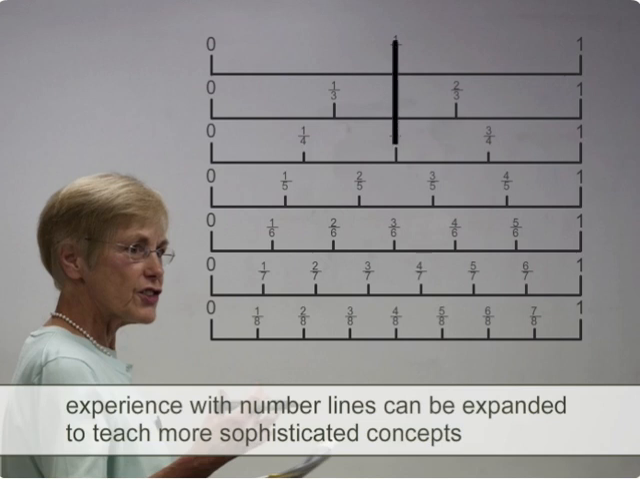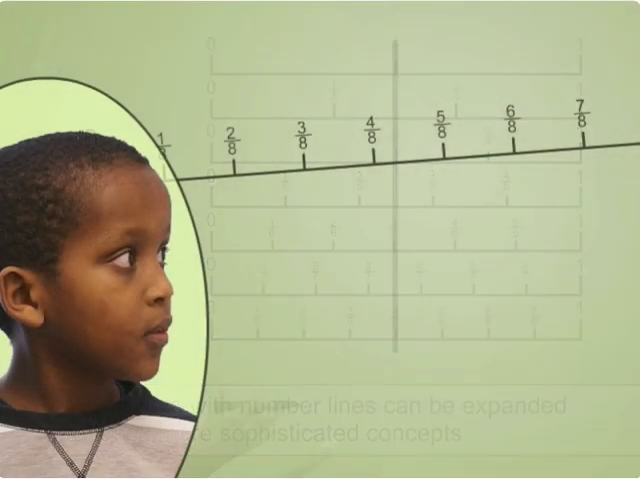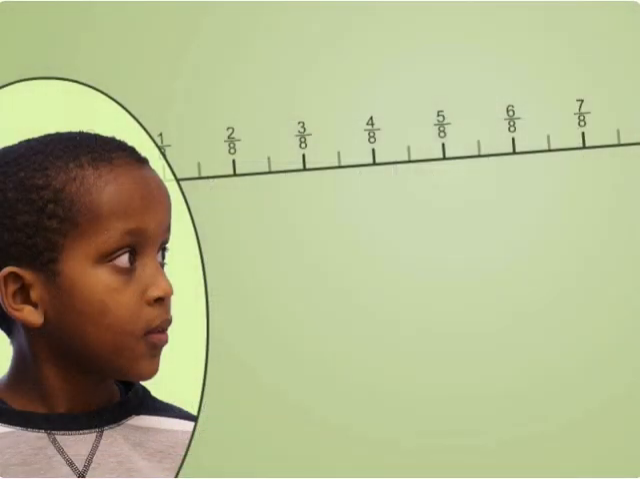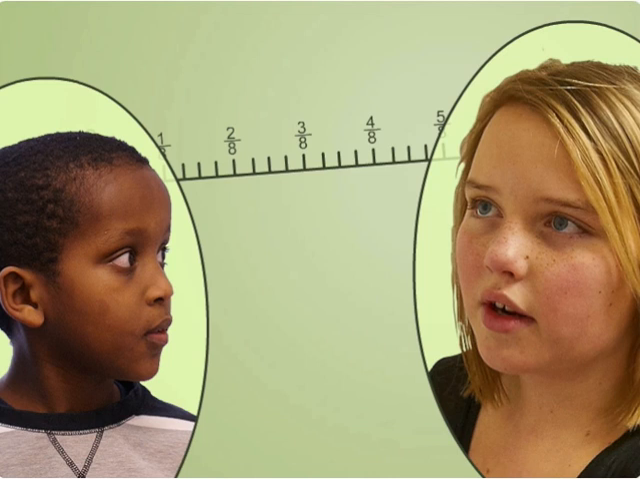For example, that equivalent fractions describe the same magnitude. The number line helps students understand that there are an infinite number of fractions between any two numbers. And for older students, number line experiences will come in handy when they are introduced to negative fractions.